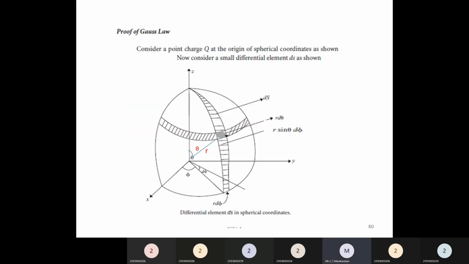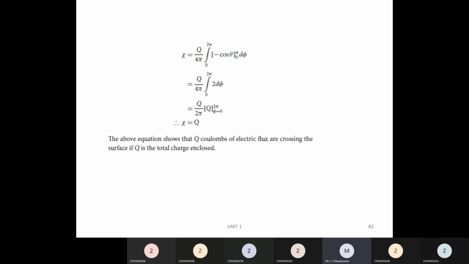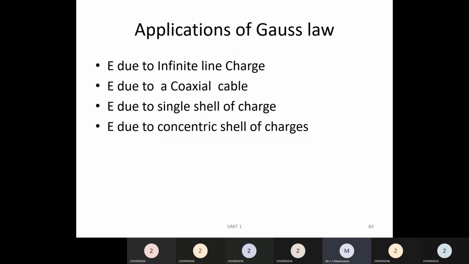About what we have seen of Gauss law: total electric flux is equal to total charge. These are the applications of Gauss law. By applying Gauss law, we can find the electric field due to an infinite line charge. So far we have seen the infinite line charge derivation, and the same concept we can derive with the help of electric field also. Next, we can find the electric field due to a coaxial cable using Gauss law.